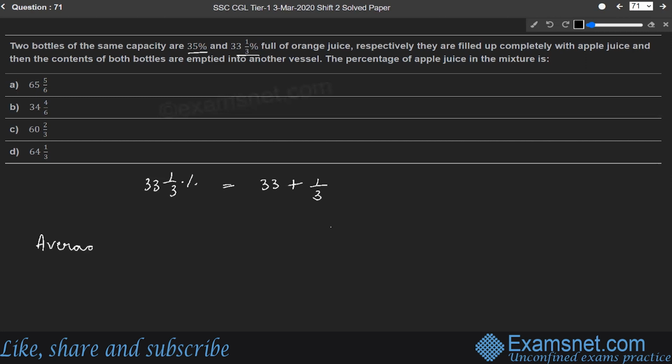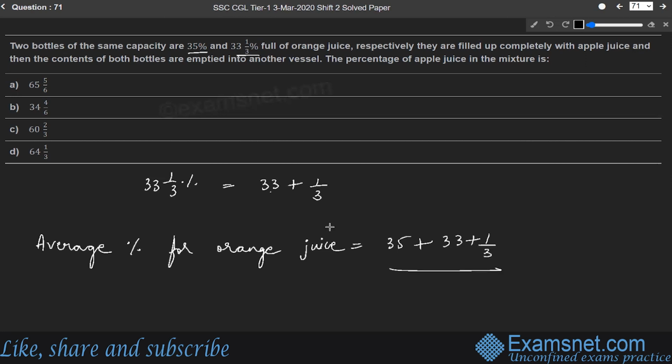So the average percentage for orange juice will be the sum of both the values, which is 35 plus 33 plus 1/3, so 68 plus 1/3, divided by the total number of values. What is the total number of values? 2. So divided by 2. When we solve this, we get 34 plus 1/6. Again, 34 plus 1/6 can be written as 34 1/6 percentage, right? So the average percentage for the orange juice is 34 1/6 percentage.